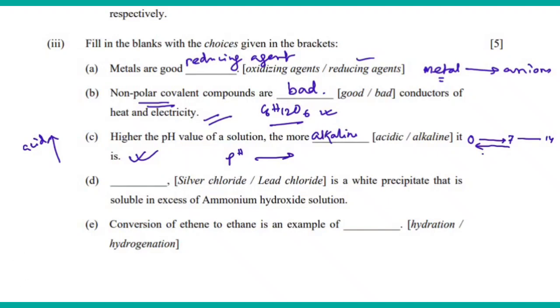The answer should be silver chloride. Silver chloride is a white precipitate that is soluble in excess of ammonium hydroxide solution.